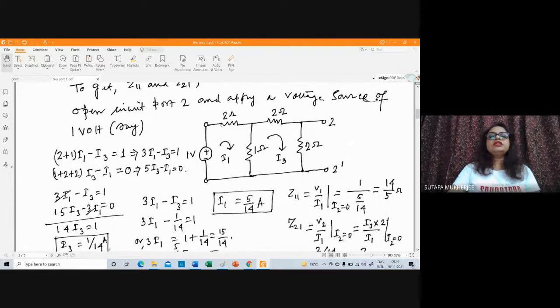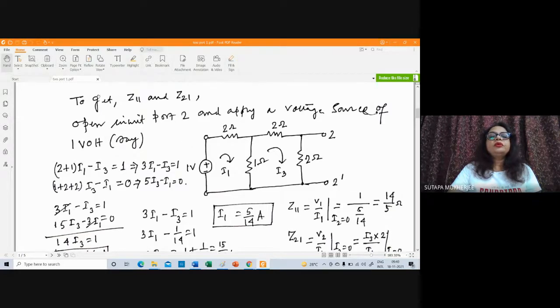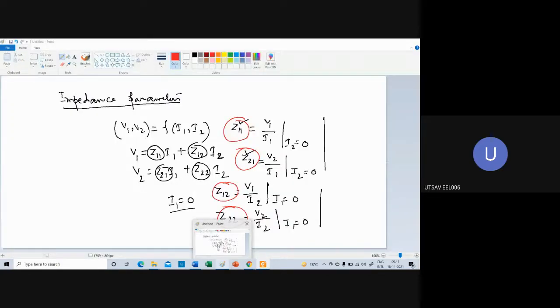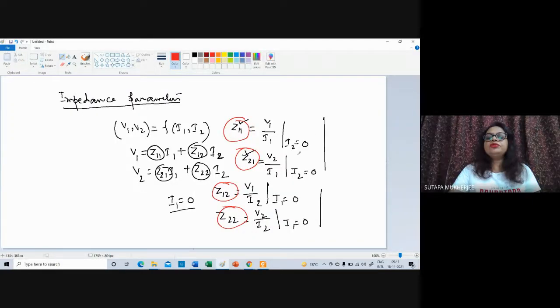So if you consider this particular loop having 1 volt, say this is 1 volt, you can write here only V. Fine? V input, that is V1. And open circuit port 2, because if you want to get Z11 and Z21, you have to open port 2. Do you remember? Yes, ma'am. You have to open port 2, that is I2. I2 will be 0 if you want to get Z11 and Z21.